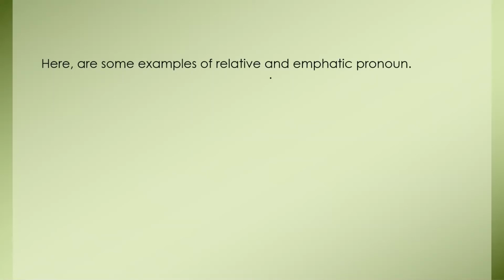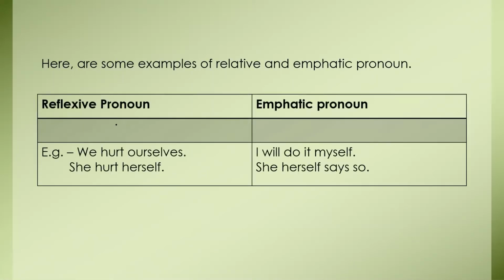Here are some examples of reflexive and emphatic pronouns. Reflexive pronoun. Example, we hurt ourselves, she hurt herself. These are examples of reflexive pronoun. Between the subject and the reflexive pronoun comes a verb, in both the examples.